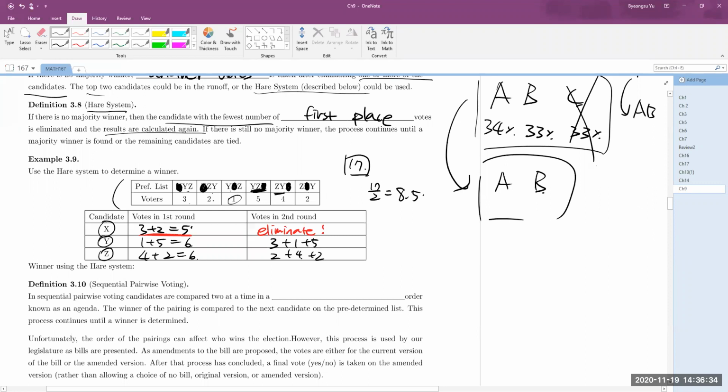And again, in the last 2, they also think that G is better than Y. Then you can recalculate the result. And here, Y gets 9 votes and G gets 8 votes. But definitely 9 votes is greater than 8.5, which is just half of the voters. So here the winner is Y.